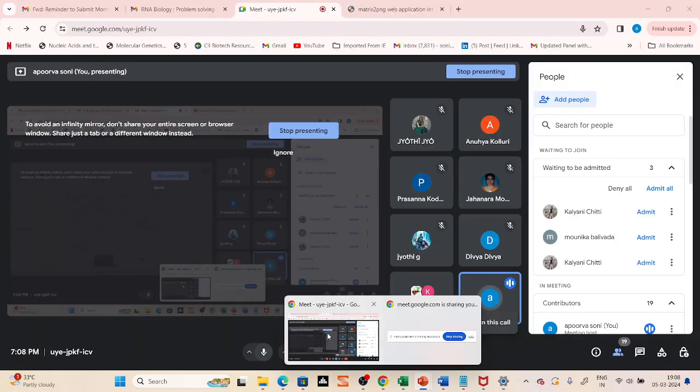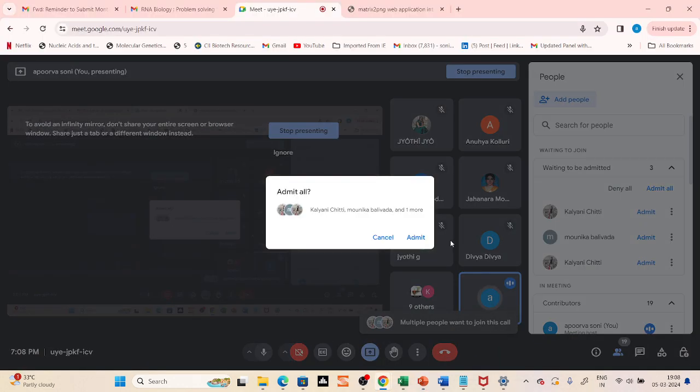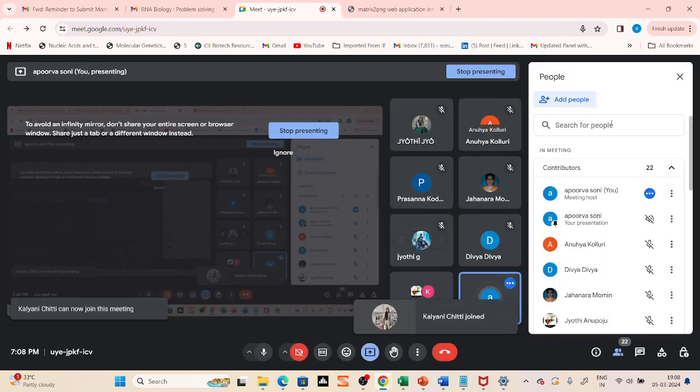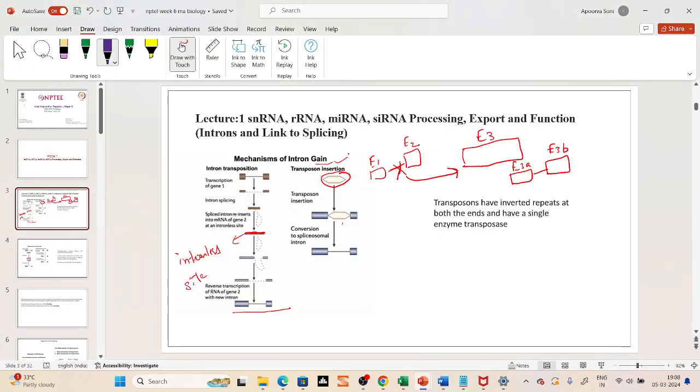Transposomes themselves get inserted and then they are converted into introns, spliceosomal introns. Okay, that is what they are saying. Now, how can these transposomes be inserted and how can they make a cut? Transposomes have inverted repeats at both ends, which help in recombination, and they have an enzyme known as transposase, which helps in the copy-paste or cut-paste mechanism of transposomes. So this is the mechanism of intron gain.